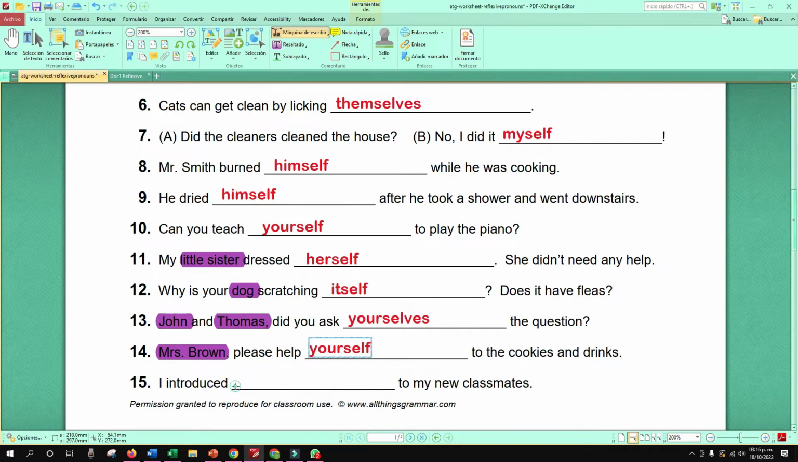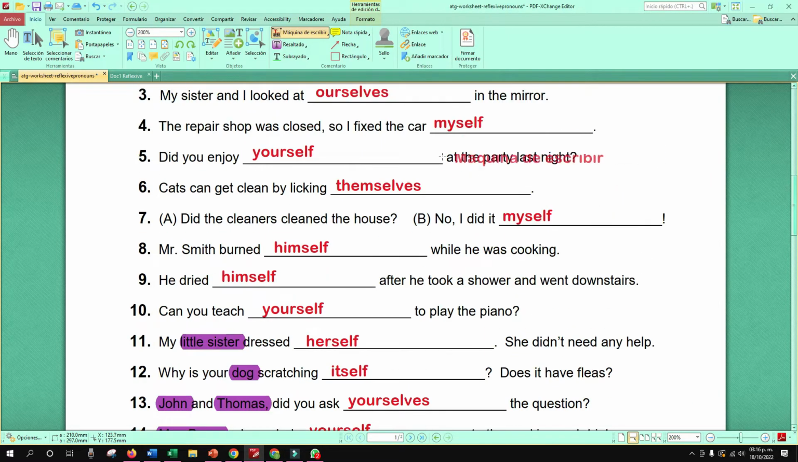Perfect. Good. What about the last one? This is the last one, guys. I introduced to my new classmates. That is easy. You have I, so which one are you going to use? Nobody wants? Myself. Yes. Myself. Thank you, myself. So I introduced myself to my new classmates.